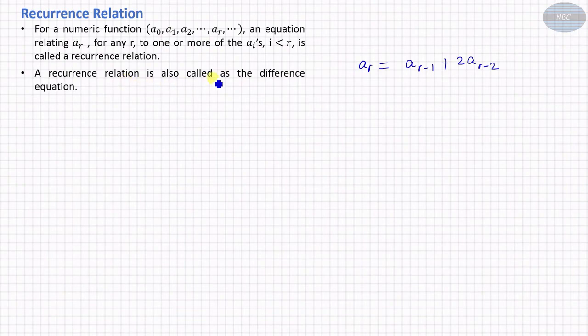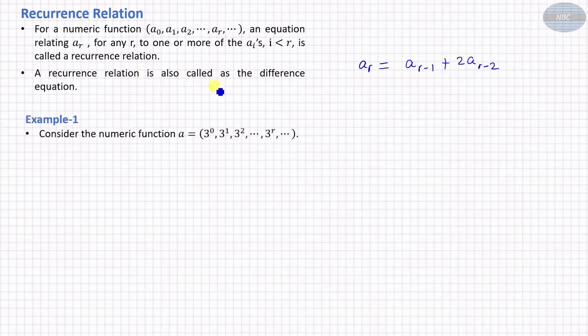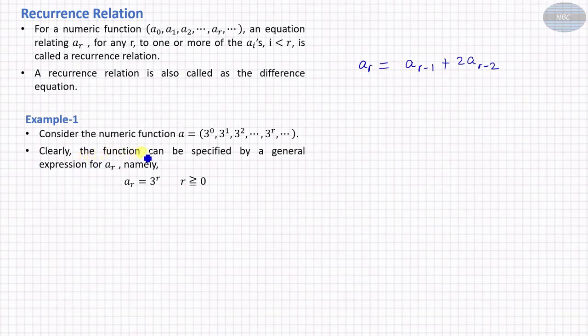A recurrence relation is also called the difference equation. Come to one example. Consider the numeric function a equal to 3 to the power 0, 3 to the power 1, up to 3 to the power r and so on. Clearly, the function can be specified by a general expression for ar, namely ar is equal to 3 to the power r, where r is greater than or equal to 0.